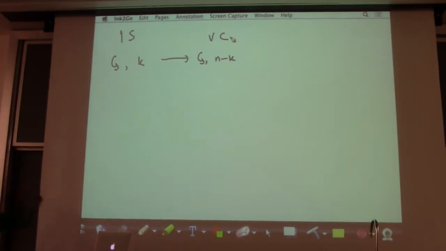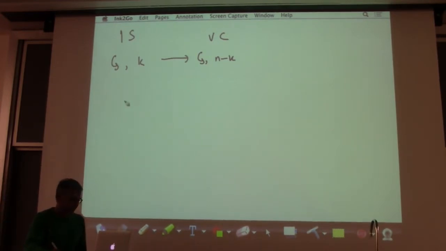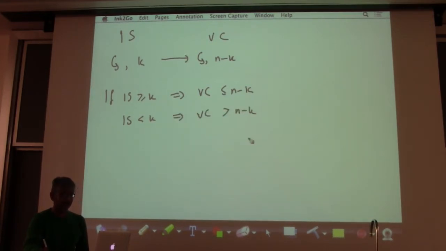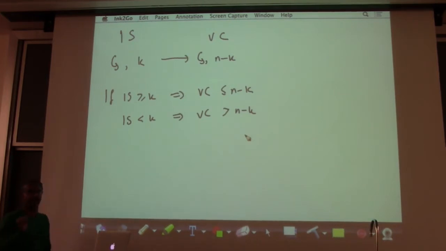To prove the point, if IS is greater than or equal to k, we know that vertex cover is less than or equal to n minus k because of the complement property. If IS is less than k, we know that the vertex cover is going to be greater than n minus k. If and only if. The reduction runs in polynomial time. We're done. Because we understood the structure of vertex cover, the unknown problem, we played with it and looked at how it related to the known one.